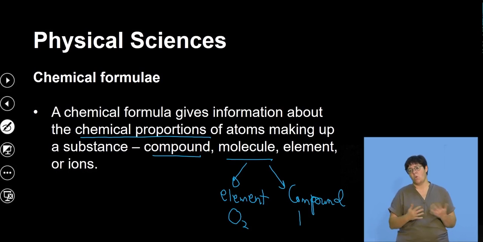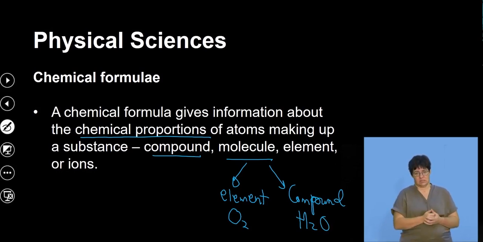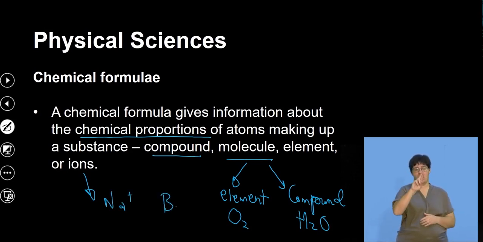We can also talk about compounds which consist of different elements that are chemically bonded together. Or it could be ions. We can talk about ions, a formula of an ion like Na+. We can talk about Br-. These are ions. So chemical formulae can be used to represent any substance, okay?